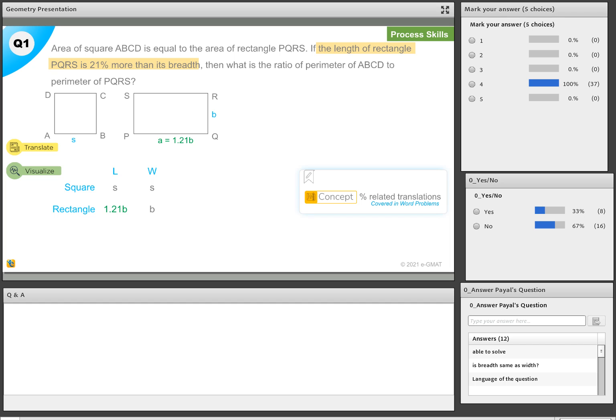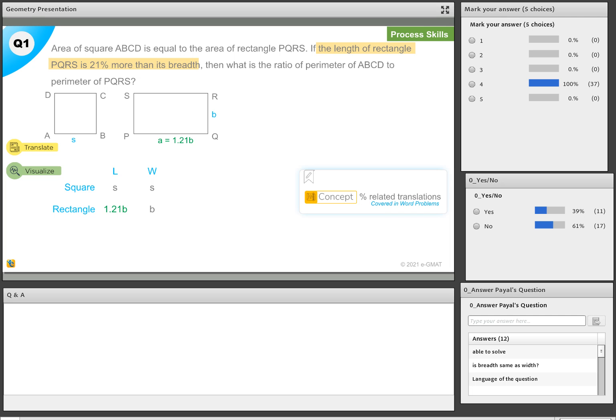So when you read a statement like this, if the length of the rectangle is 21% more than its breadth, I want you to right away translate that as B is the breadth or the width and 1.21B is the length. That is the speed, the level of processing that I want you to do in your head, and I want you to write that down in your scratch pad, in this tabulated manner, what the final translation is.